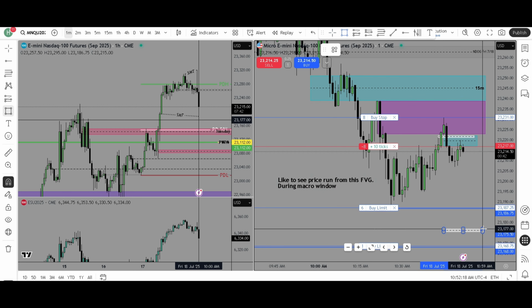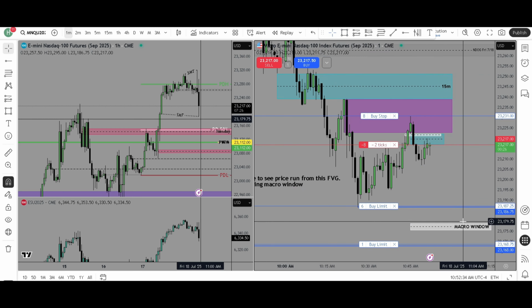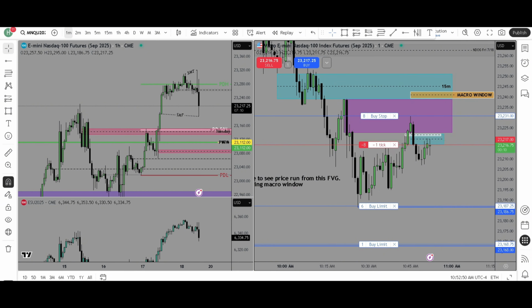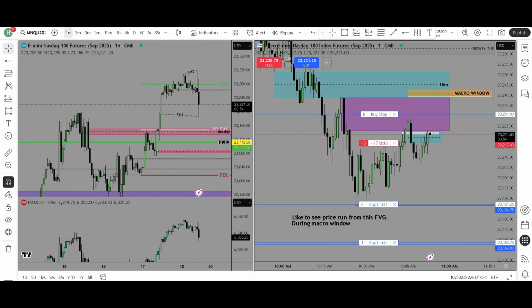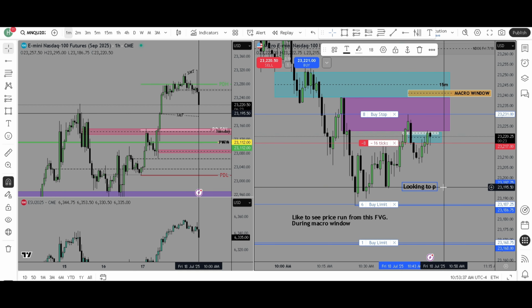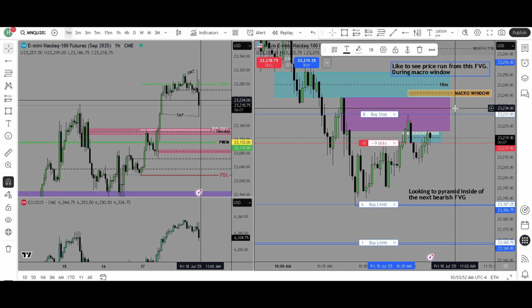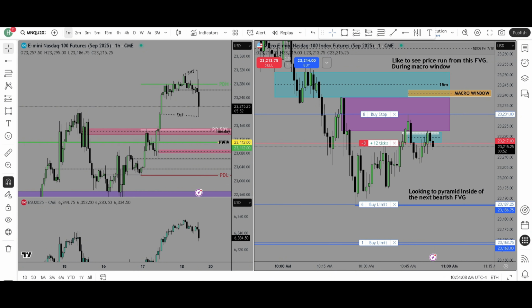So right here, yeah, we'd like to see price run from this fair value gap, displace lower, respecting bearish PD arrays. Price retraces up into this small white inversion fair value gap. I marked out here we're looking to pyramid inside the next FVG that forms. So right now price is just chopping inside this fair value gap. We're looking to see displacement away from it.